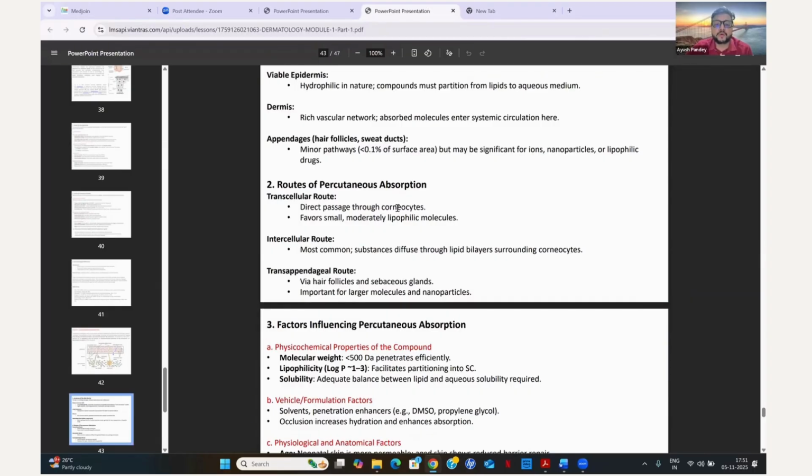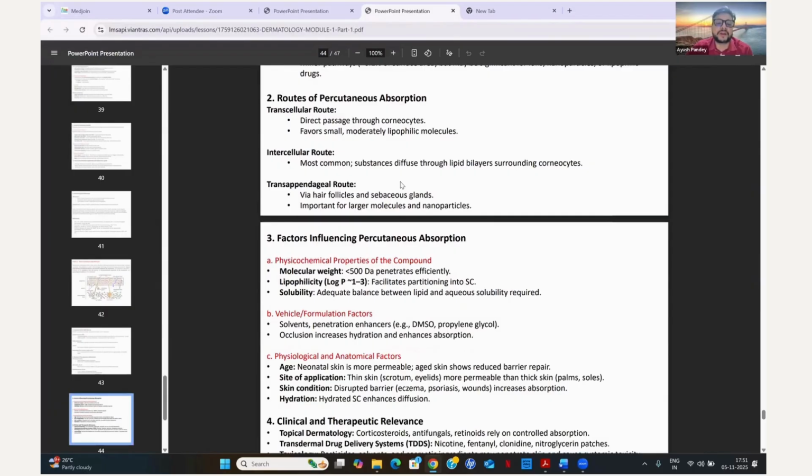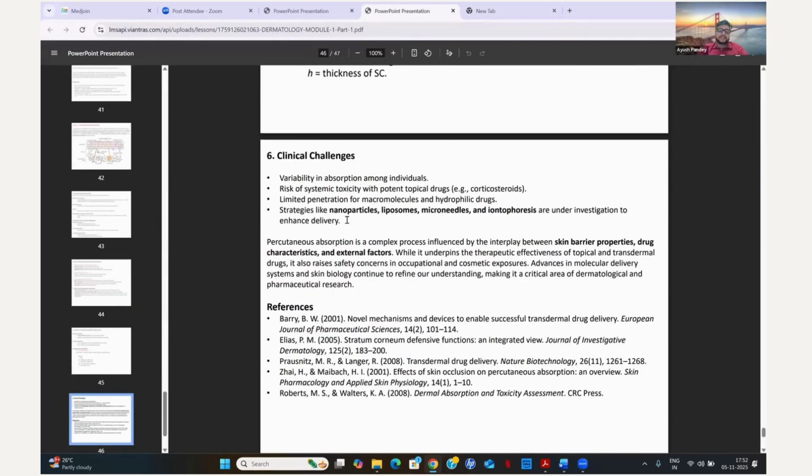Intercellular, through the cells, diffuses through the lipid bilayers, and you have a transappendageal route. What are the appendages? Like hair follicles, sebaceous glands. Particles, liposomes, microneedles, ionophores are under investigation. Why? To enhance the delivery of the drug.